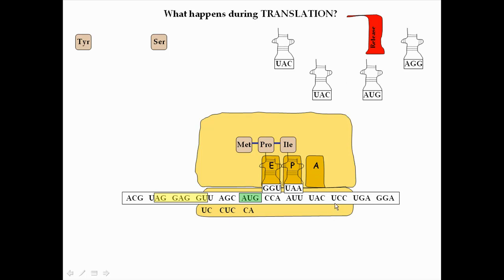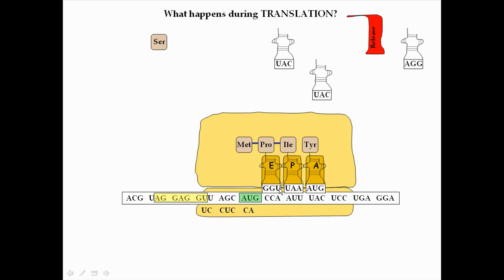Whatever UAC encodes for in terms of amino acids, there's a transfer RNA that'll bring that amino acid there. And so again, it's appropriate that this is called the acceptor site, because that's the portion of the ribosome where the transfer RNA comes and brings its amino acid. Basically the same thing happens for all of these codons. The ribosome ratchets over.